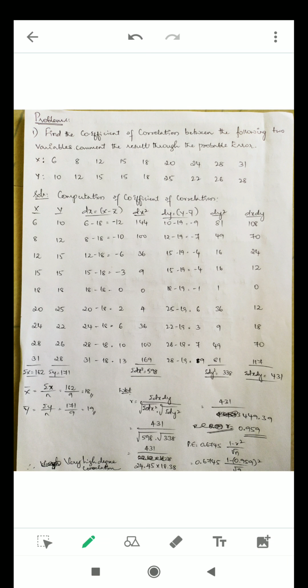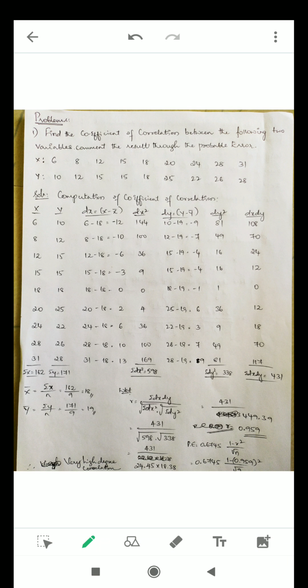So now sum the dx square, that is, total the dx square. After totaling dx square, we get the sum of dx square equal to 598. So next we have to find dy.